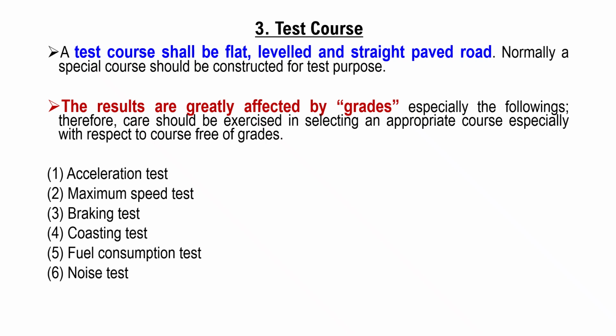Test course. The test course shall be flat, leveled, and straight paved road. Normally, a special course should be constructed for these tests, because the results are greatly affected by the grades of the test course, especially in the following cases: acceleration test, maximum speed test, braking test, coasting test, fuel consumption test, noise test. Therefore, care should be exercised in selecting an appropriate test course, especially with respect to the course free of grades.